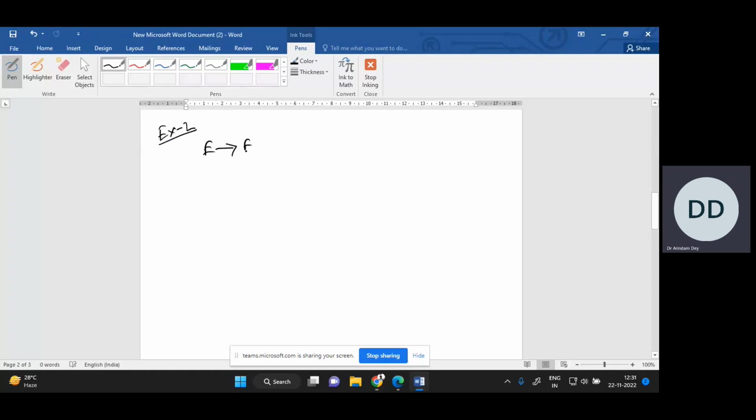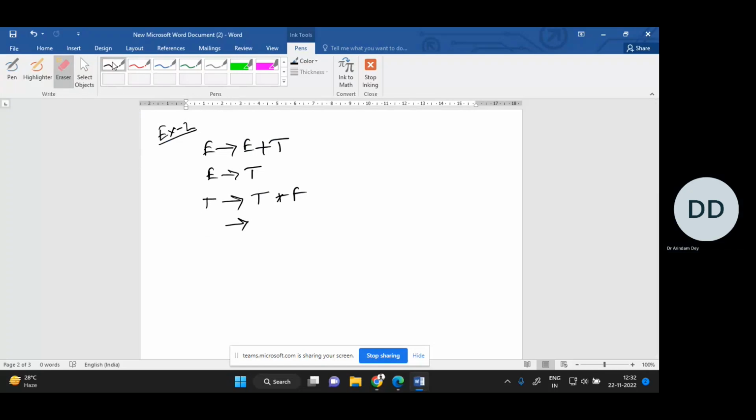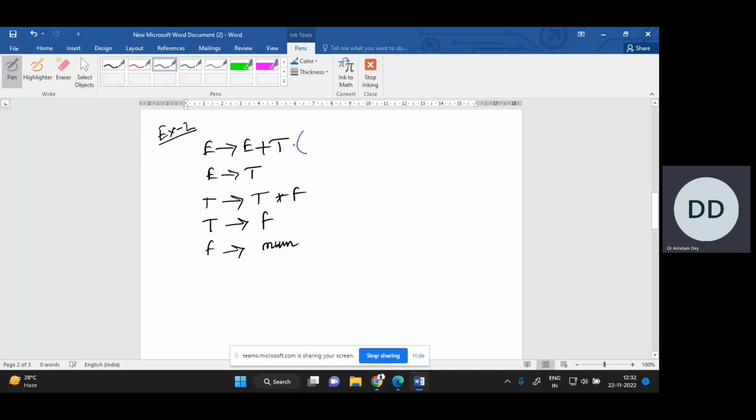Let E produce E plus T, or even E can produce T. Let T produce T star F. T can produce one more production, let T produce F, and F can produce num, right? Also, I'm embedding the semantic rules here on the back side.